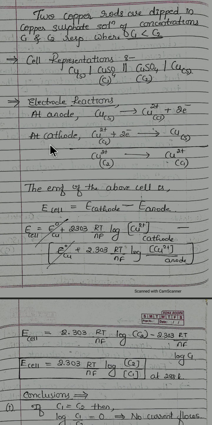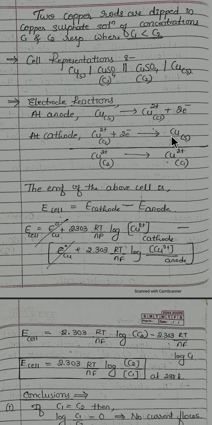Now come to the second half cell, that is the cathode. Reduction takes place. Reduction is the conversion of metal ion to the metal, so it takes place by gaining electrons. Now you have Cu2+ with concentration C2. It is going to gain two electrons which are lost at the anode side, and that is converted to copper metal.